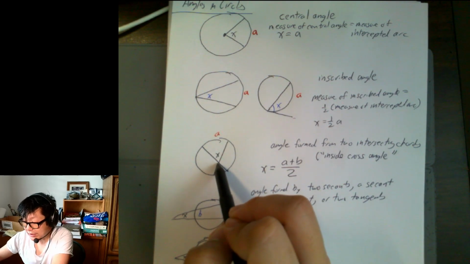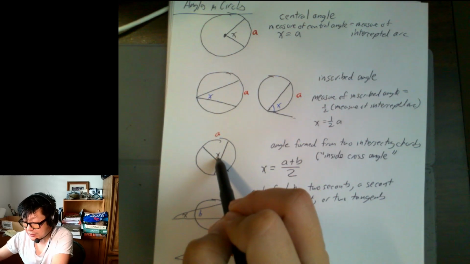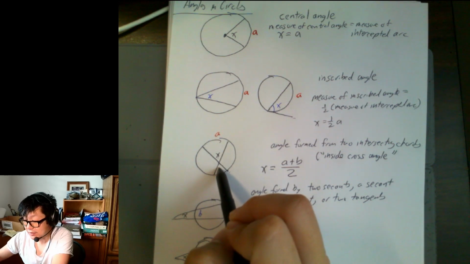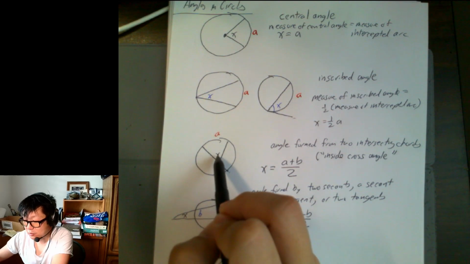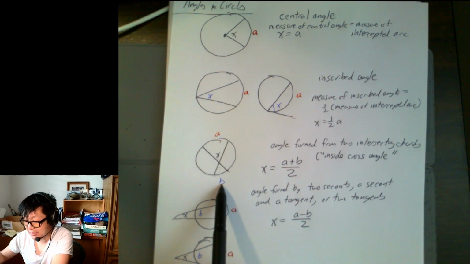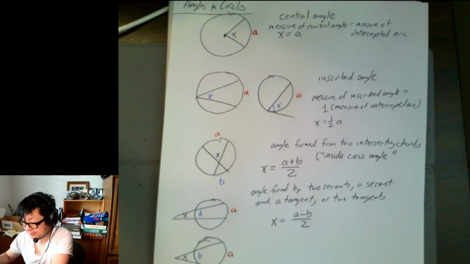Instead, we have that the measure of this angle is equal to the average of these two arcs. Note that these are vertical angles, so these are always the same, so we're going to be calculating the measure of one of them. And it is the sum of A and B, all divided by 2.